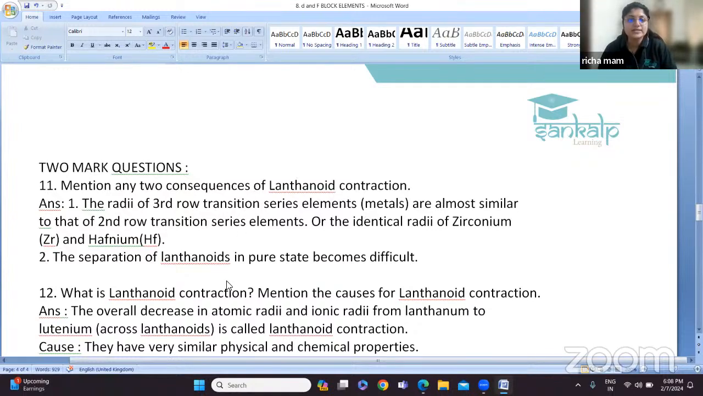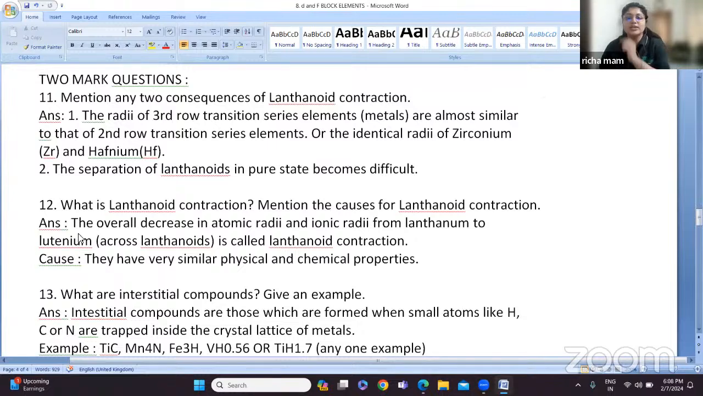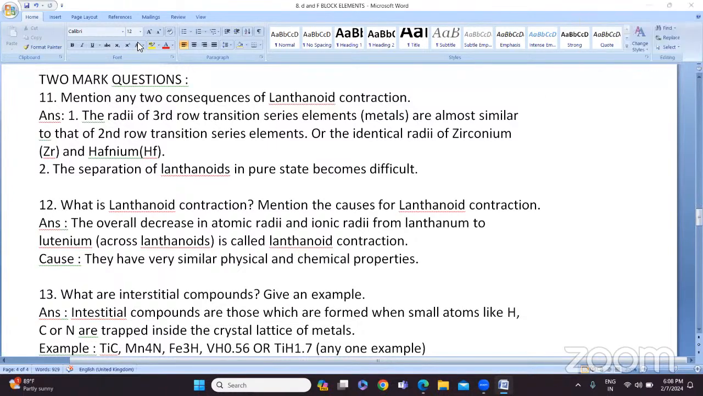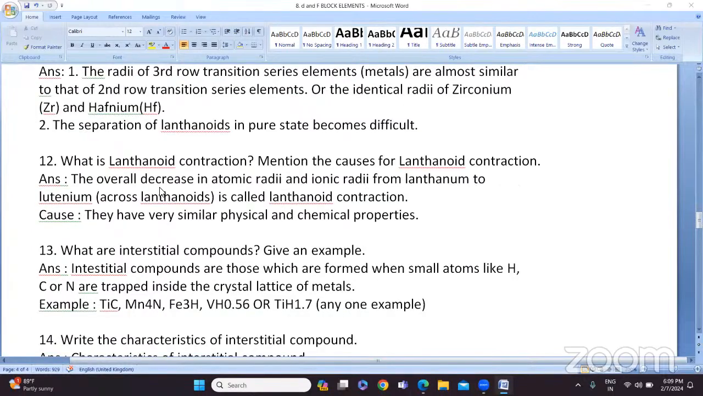The second consequence is that the separation of lanthanoids in pure state becomes difficult. When you want to separate the lanthanoids in the pure state, it becomes very difficult. So these 2 consequences should be written for lanthanoid contraction. Fine. So next question, what is lanthanoid contraction?